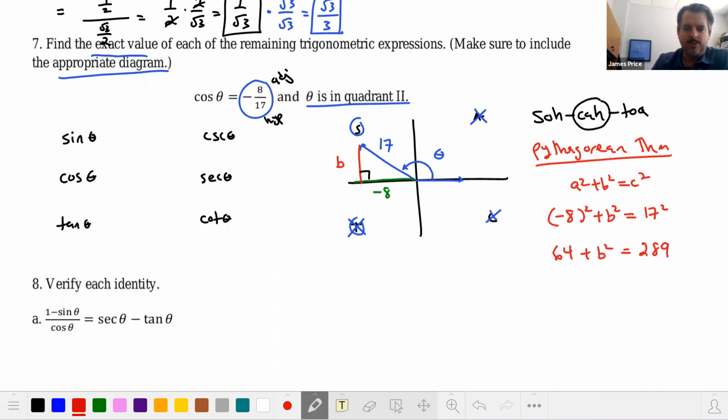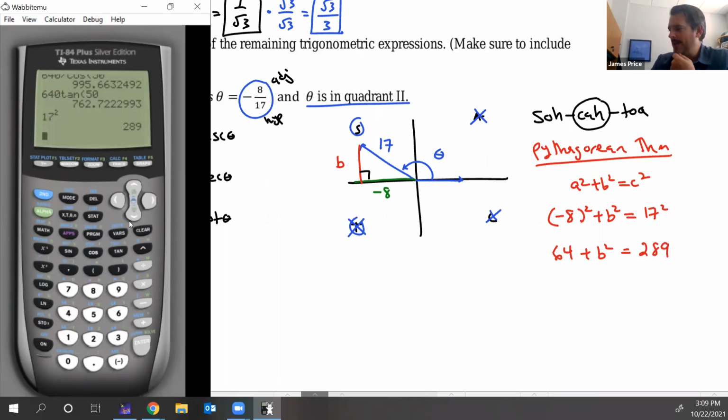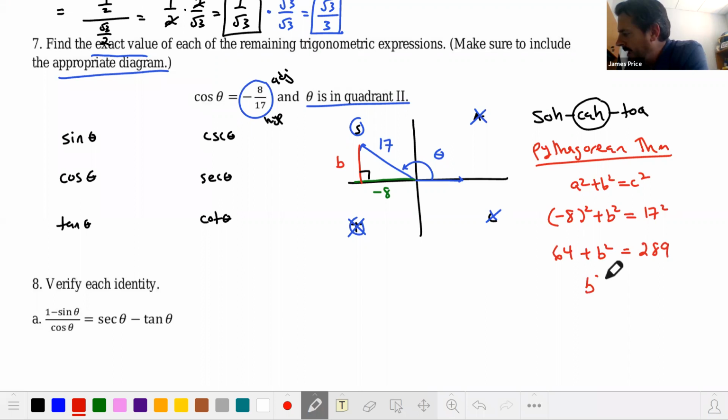So I think it said 289. Didn't really pay much attention. Yeah, 289. And then we're going to subtract 64 from both sides. So again, I don't really mind if you kind of just do a little step here and there. And so b squared is equal to 225. I think that's what it said.